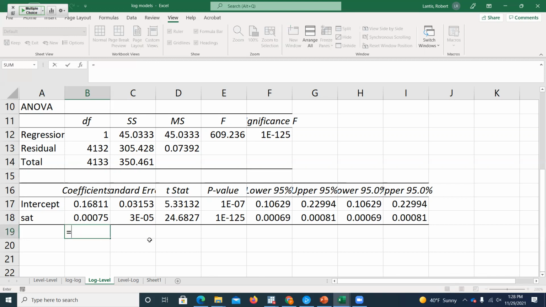So for making the interpretation, a 1 point change in the SAT score is going to cause my predicted GPA to go up by 0.07 percent. Pretty sizable effect if we're thinking about this one. But I think 1% would be something like a 16-point change.